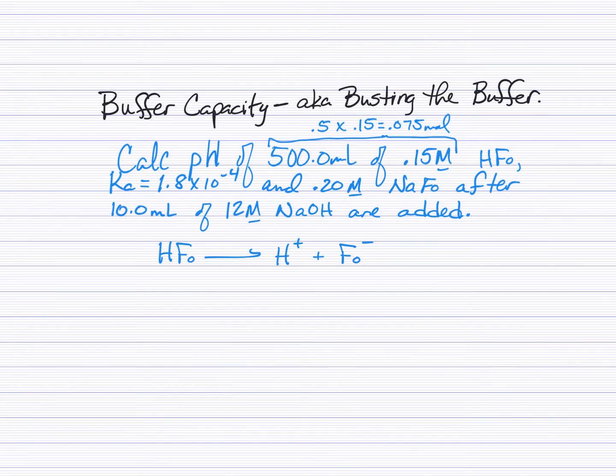Okay, in this problem, this is a buffering capacity problem. I could refer to this as busting the buffer. What we have is formic acid. I have 500 mL of 0.15 molar formic acid.